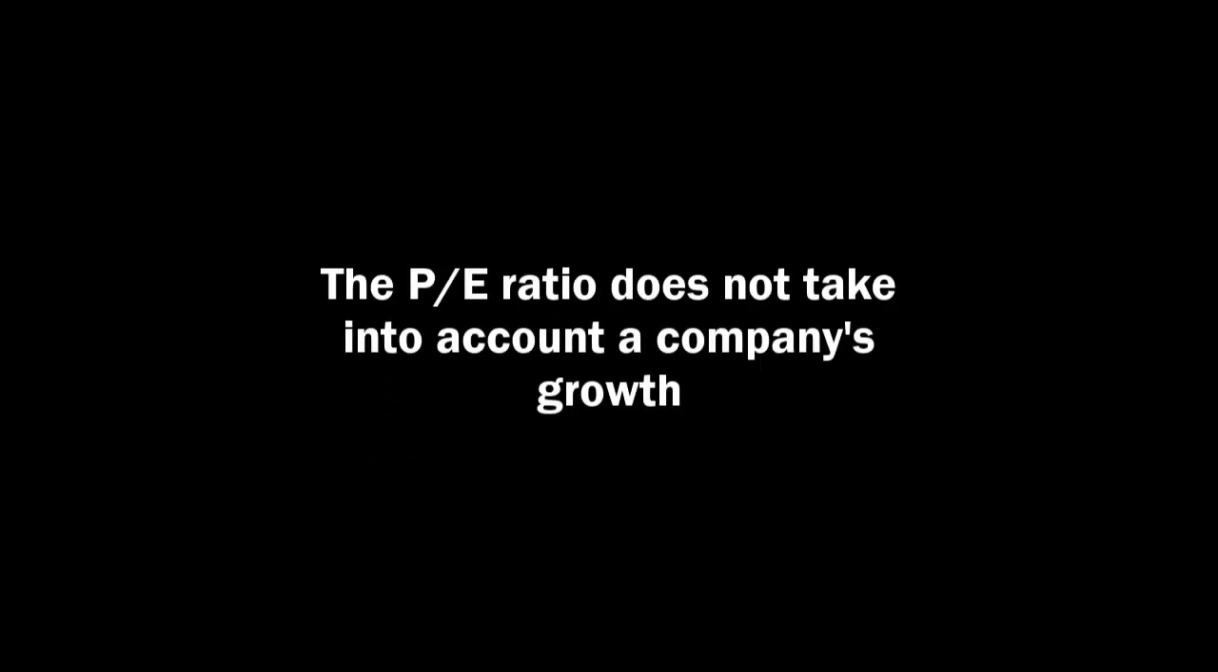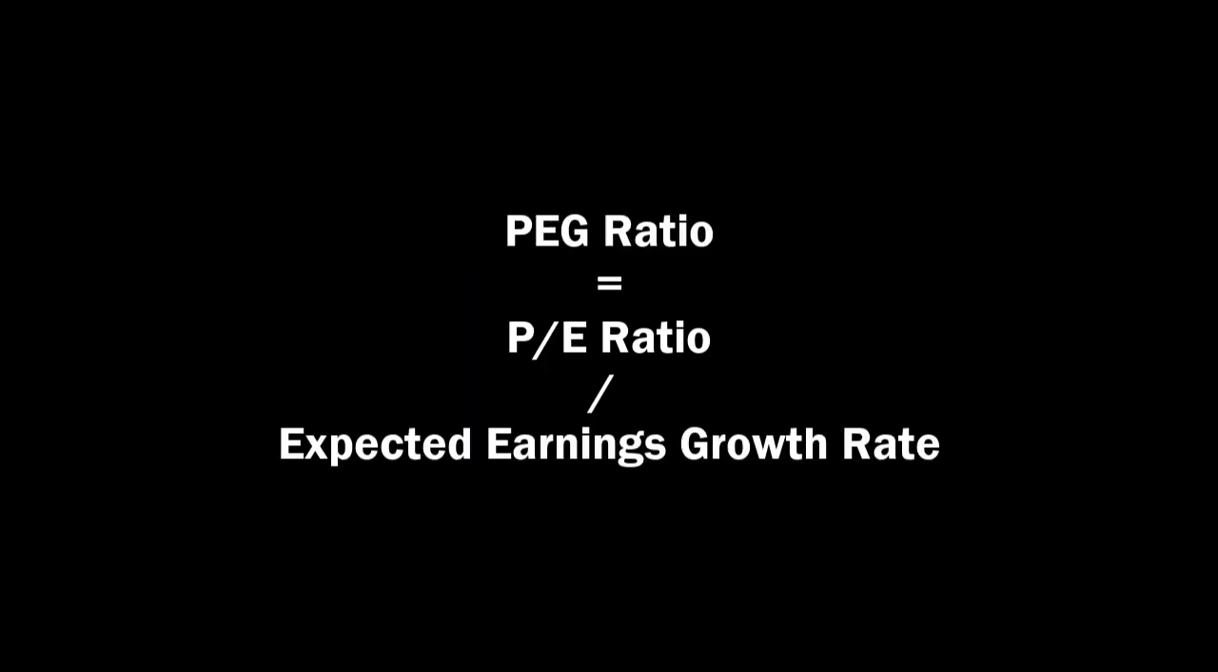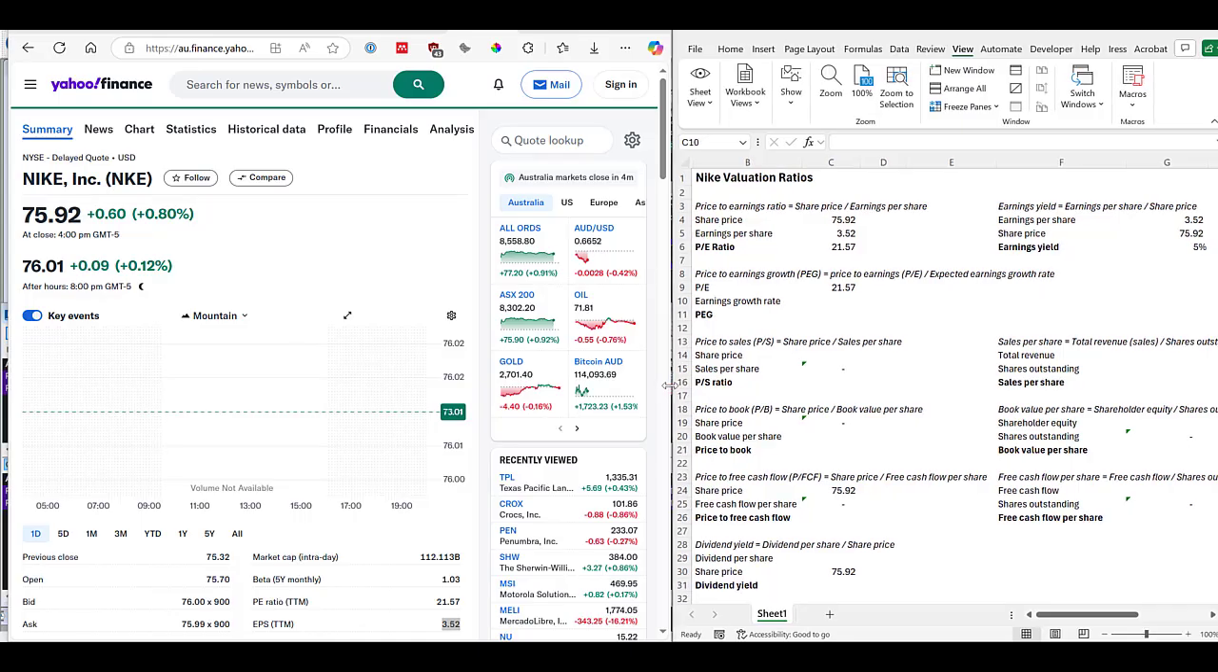A common criticism of the PE ratio is that it does not take into account a company's growth. The price to earnings growth, or PEG ratio, attempts to remedy this. To calculate the PEG ratio, we take the company's PE ratio and divide it by the expected earnings growth rate. We just calculated Nike's PE ratio. It was 21.57. But where do we get the expected growth rate?